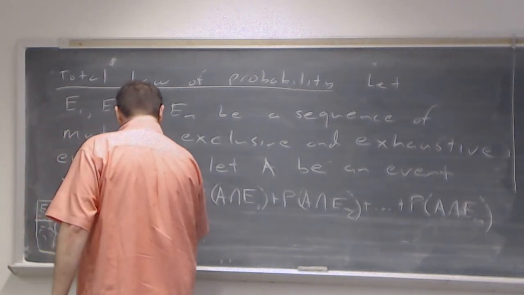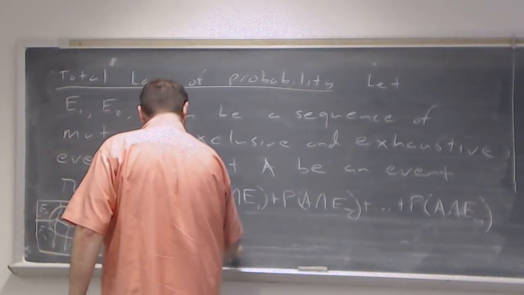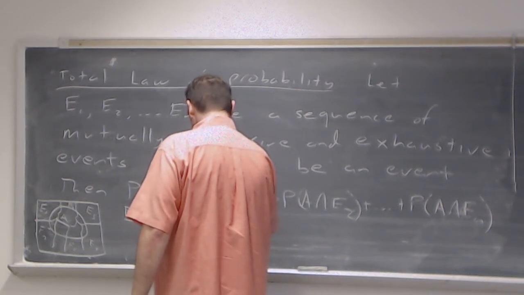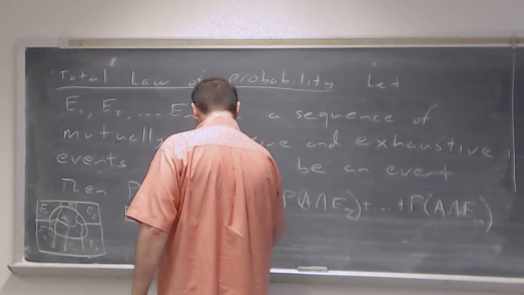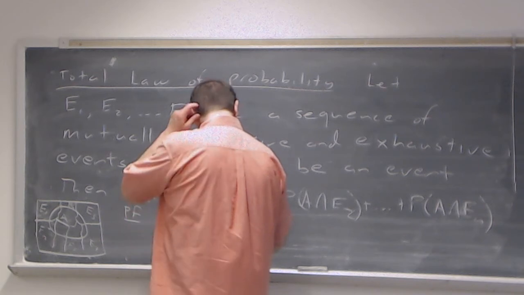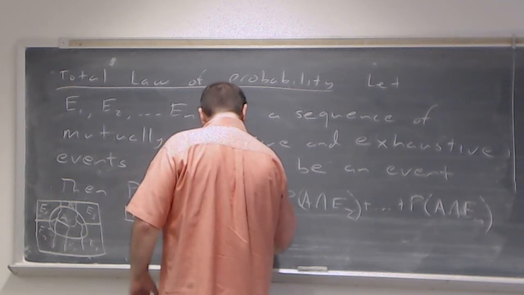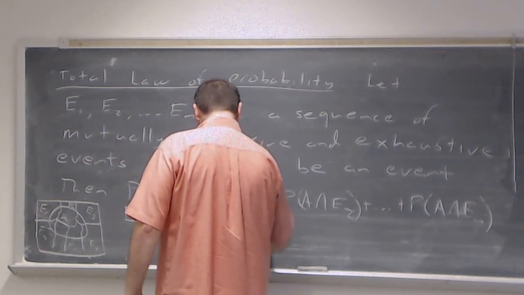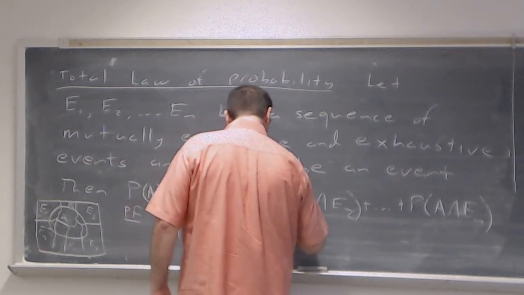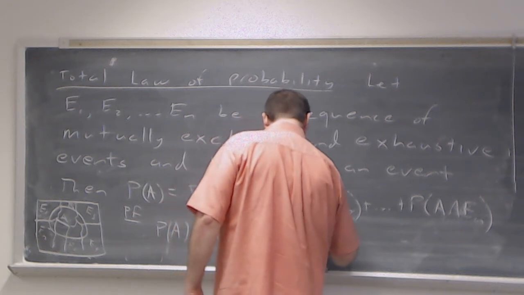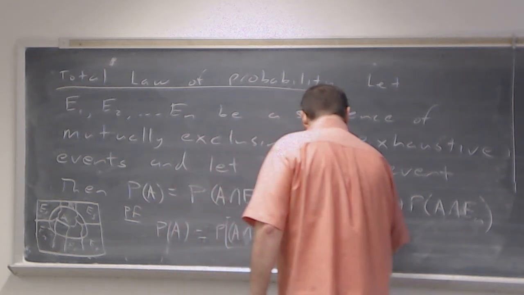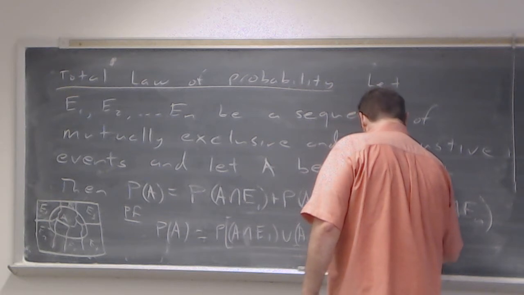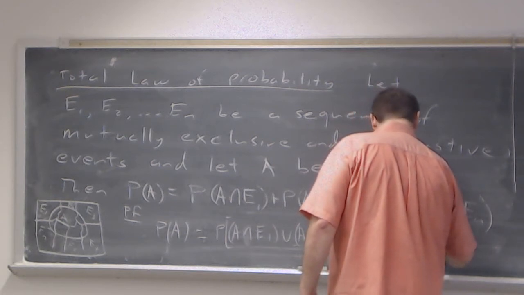Well, to write it down a little bit more formally, I won't go through all the set theory details, I'll just say the probability of A is equal to the probability of A intersect E1, union A intersect E2, union, and we'll keep union until we get to A intersect En.